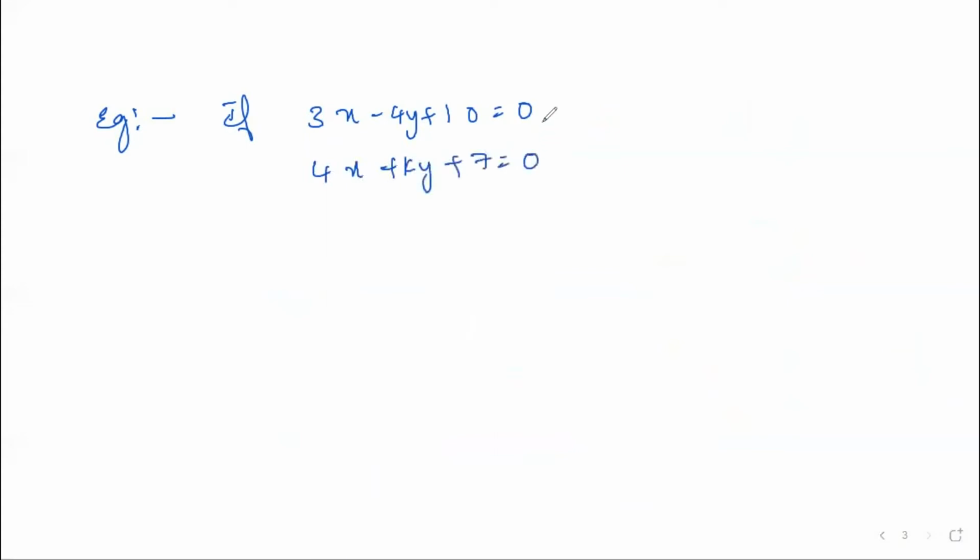Let's take an example. If two lines are 3x minus 4y plus 10 is equal to 0, and 4x plus ky plus 7 is equal to 0, and these two lines cut the x-axis and y-axis at 4 points, what is the value of k plus 2?